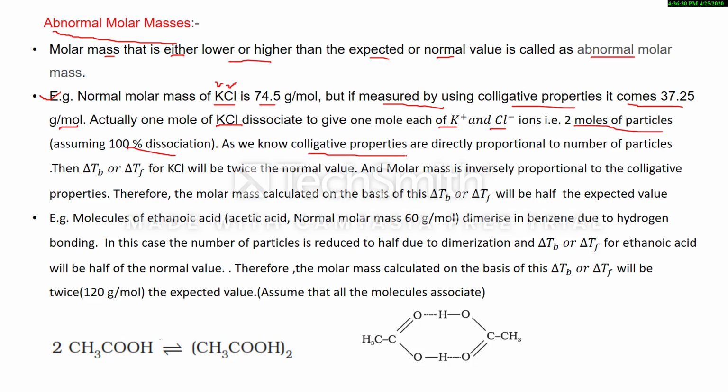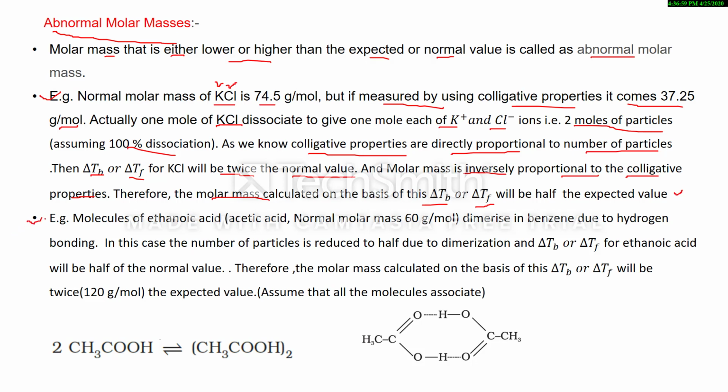As we know, colligative properties are directly proportional to the number of particles. Then delta Tb or delta Tf for KCl will be twice the normal value. And molar mass is inversely proportional to colligative properties. Therefore, the molar mass calculated on the basis of this delta Tb or delta Tf will be half the accepted value.